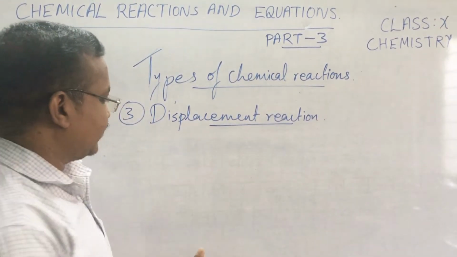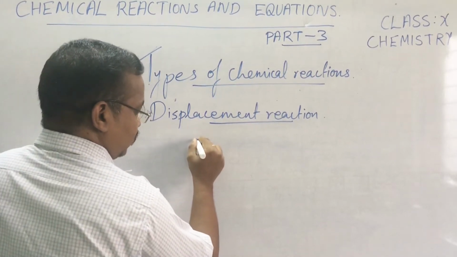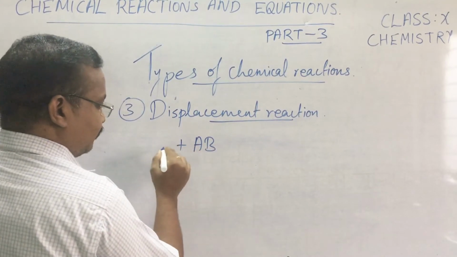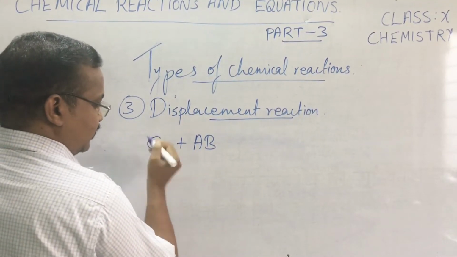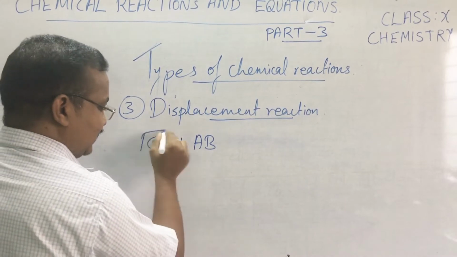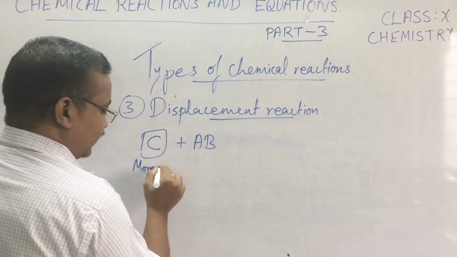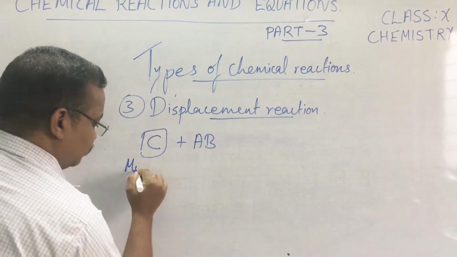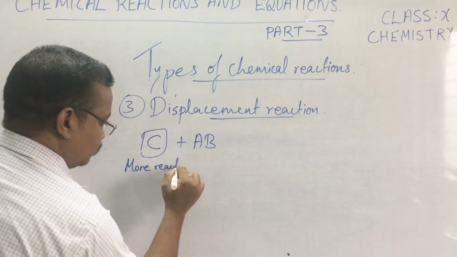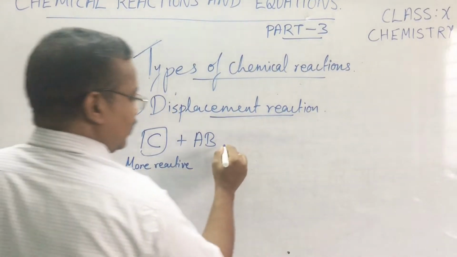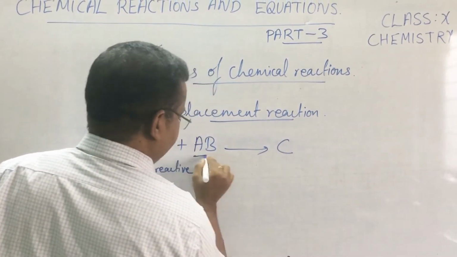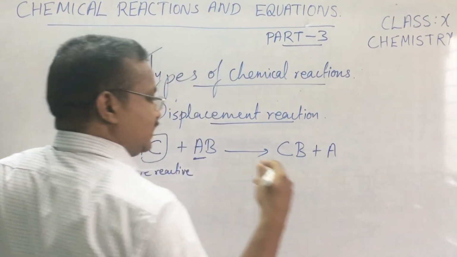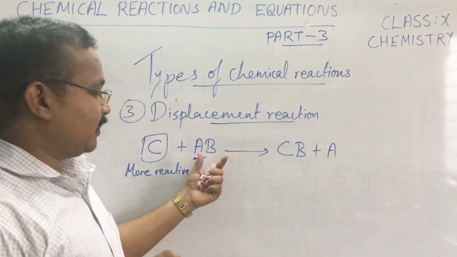Now in case of displacement reactions, if we have a particular species like AB, and into this AB you put a third component C, now this C is more reactive than A. Then what happens is C will take the place of A and form CB, and A will be displaced from the solution.